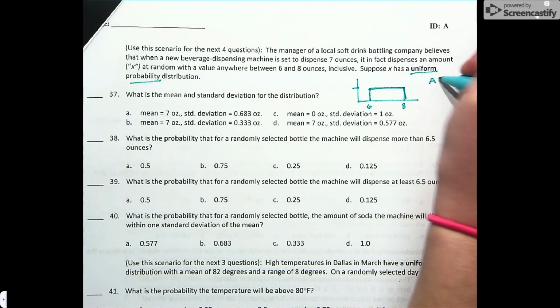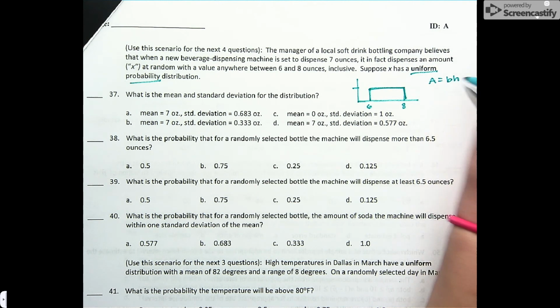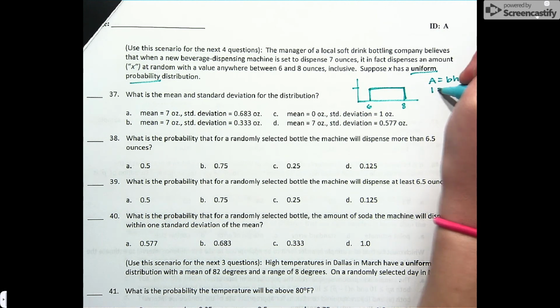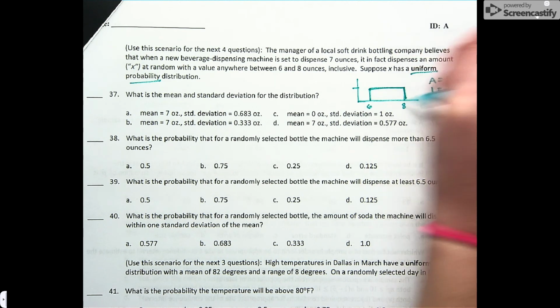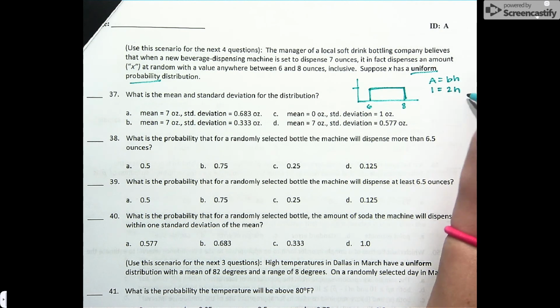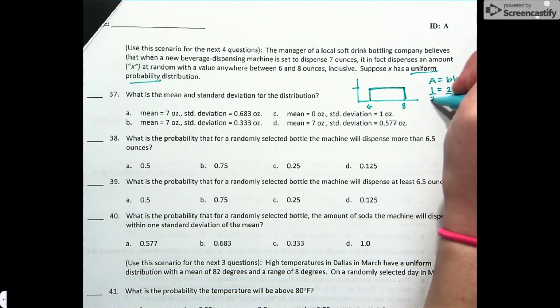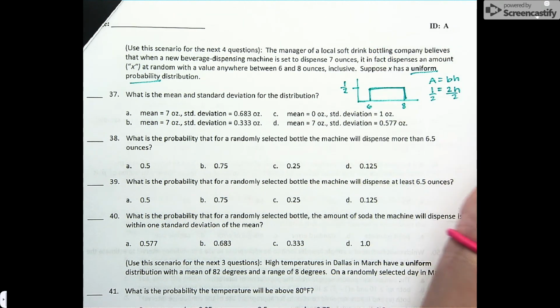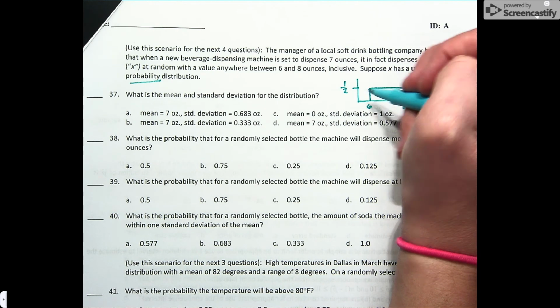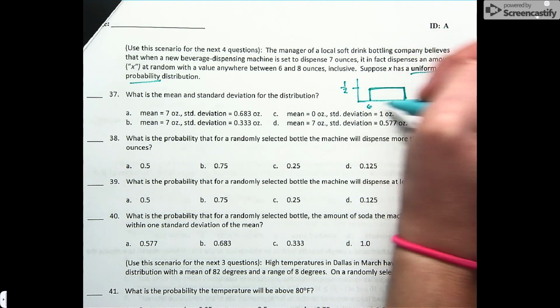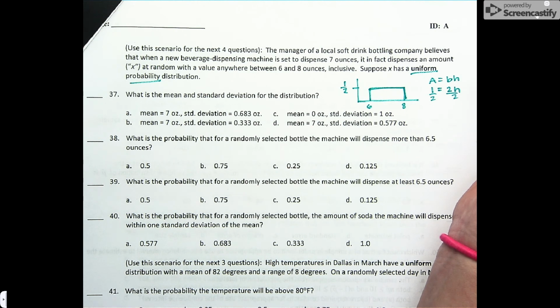So if you consider this as area equals base times height, well, I know the area underneath the whole curve is 1, the length of the base is 2, then times the height. So to find the height, you just divide by 2. So remember, the way that we taught this in class is that the height of the rectangle is always 1 divided by the length of the rectangle.